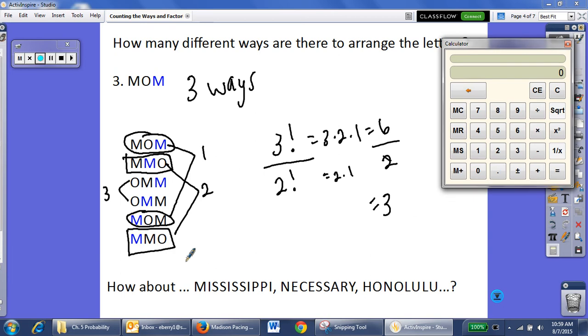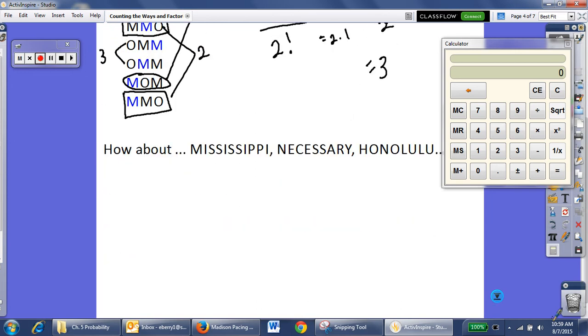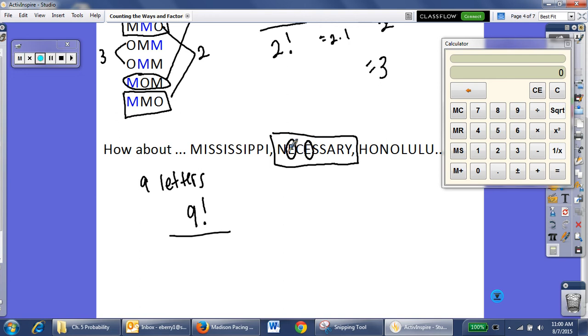So let's see how this applies to one of these really big words here. Let's try necessary and see how that one would work out. In necessary, it looks like we have 1, 2, 3, 4, 5, 6, 7, 8, 9 letters. Because there are 9 letters, we would do 9 factorial. However, some of these letters repeat here, so we have to divide those out. So 9 factorial divided by the letters that repeat. We have an E that repeats. How many times does it repeat? 2. So we divide by 2 factorial. There's also 2 S's right here, so we also need to divide out those S's by doing 2 factorial since there are 2 S's. N, C, A, R, and Y, none of those repeat.